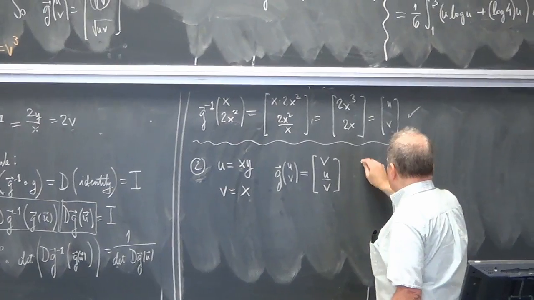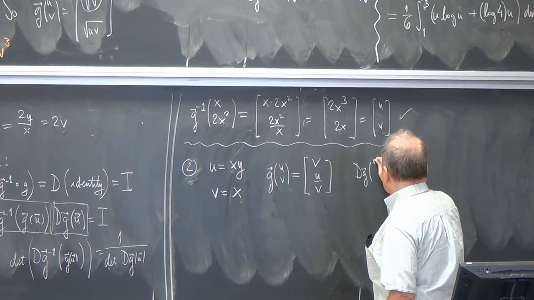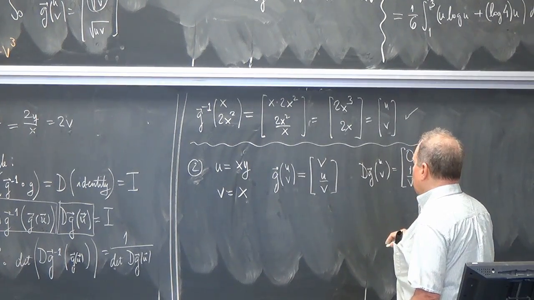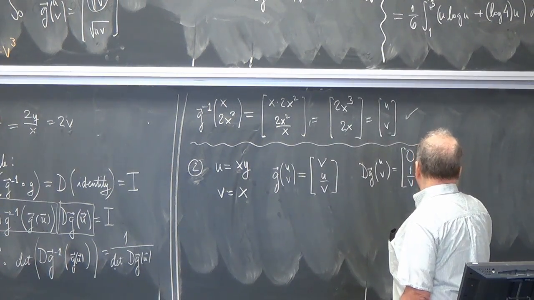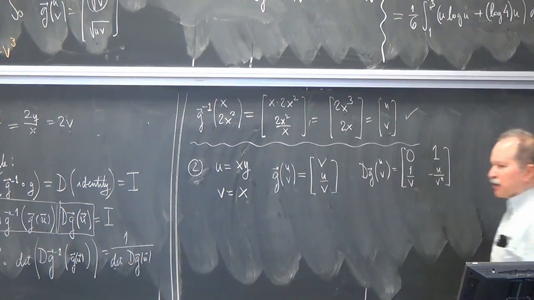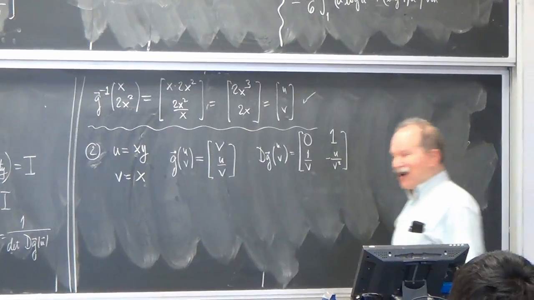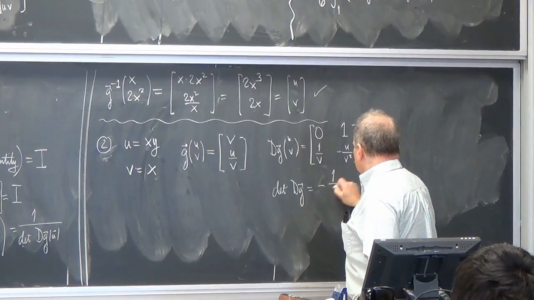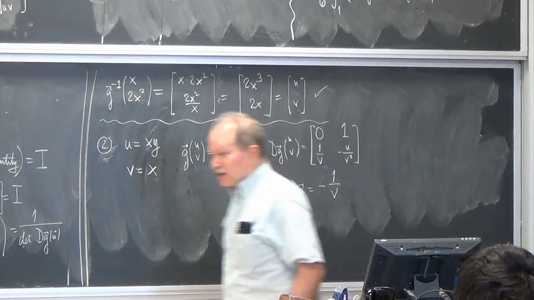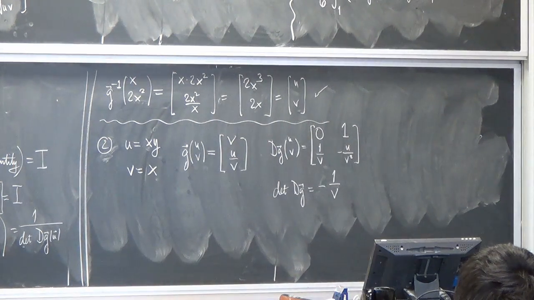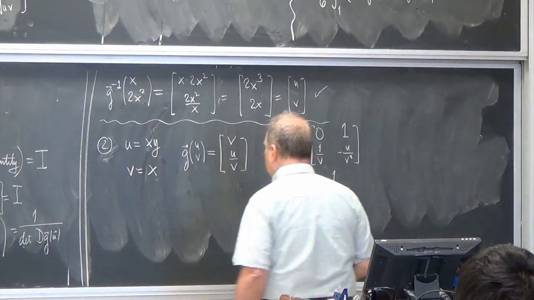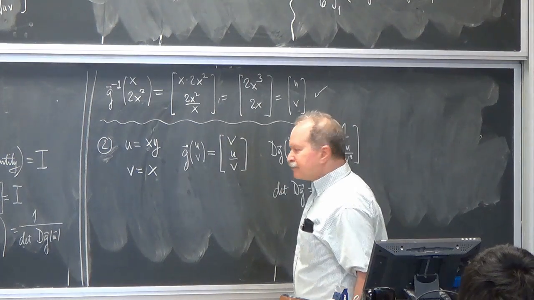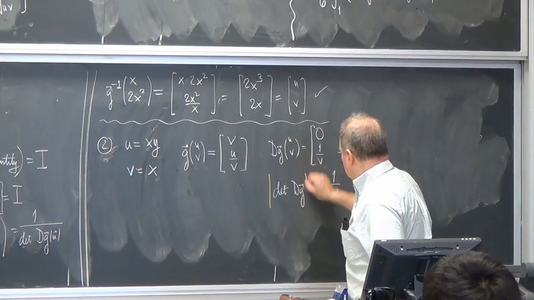And so now what do we get from the derivative? 0, 1, 1 over v, negative u over v squared. And so what's the determinant? Negative 1 over v. Now you have to worry about sign. So the determinant is negative 1 over v, so I now do need to pay attention to the absolute values. What if we had just taken the derivative with respect to v first? Then I have to write vu instead of uv. And that's a valid thing to worry about.